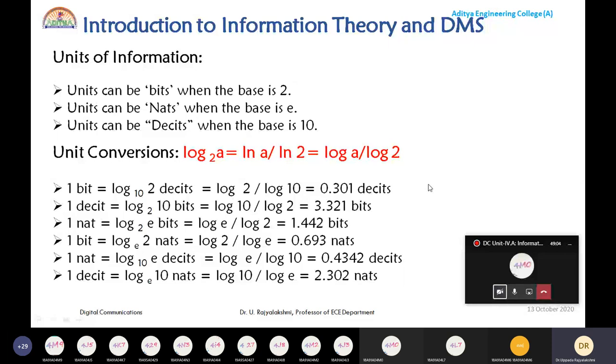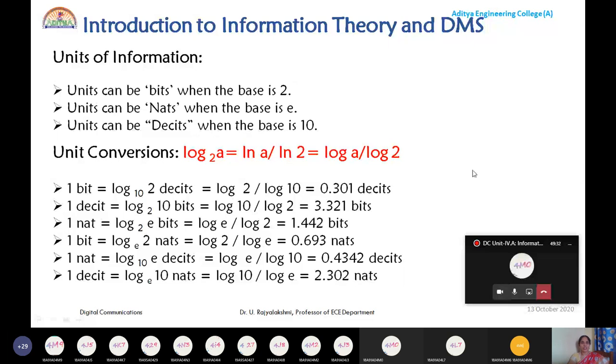So finally, we know how to convert from bits to nats, nats to decits, bits to decits and vice versa, so you get six conversions. And anyhow, every time remember that for the whole application, we will consider the units of information as bits.